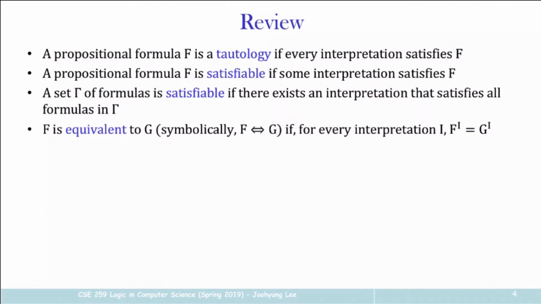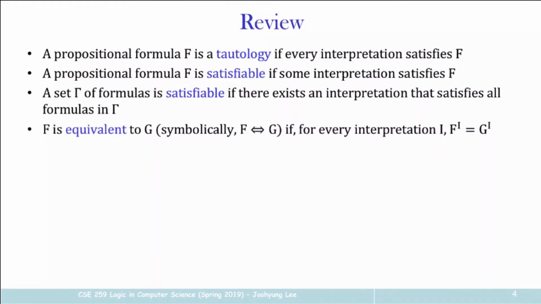When a formula is a tautology, then no matter what interpretation you apply, you will always get true. That's a tautology. Satisfiability means that when the formula is satisfiable, there is at least one interpretation that makes the formula true. If there is no such interpretation, the formula is said to be unsatisfiable. And we can extend this definition to a set of formulas. If you have a bunch of formulas, we say this set is satisfiable if there is at least one interpretation that makes all formulas true. There is a common interpretation that makes all of them true.